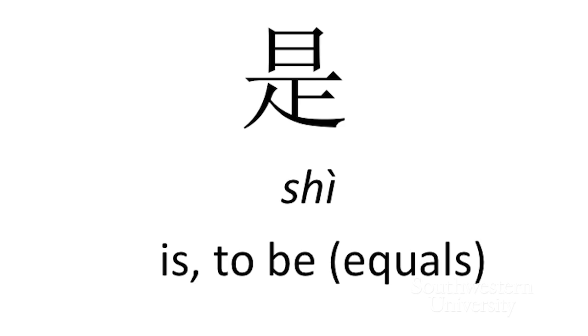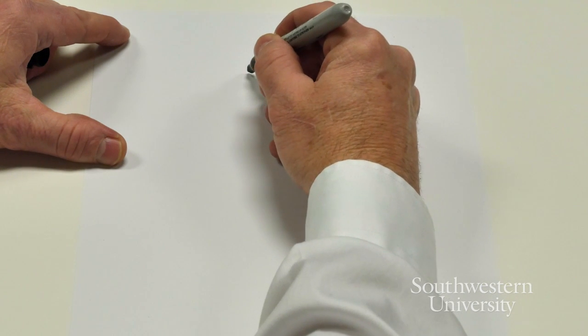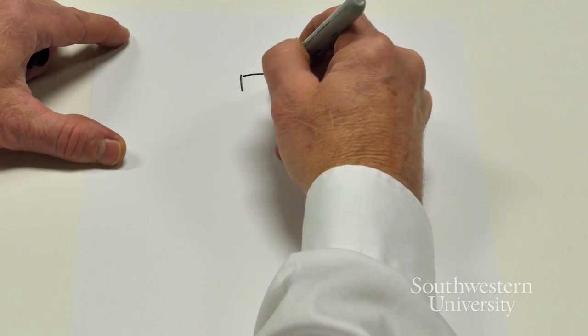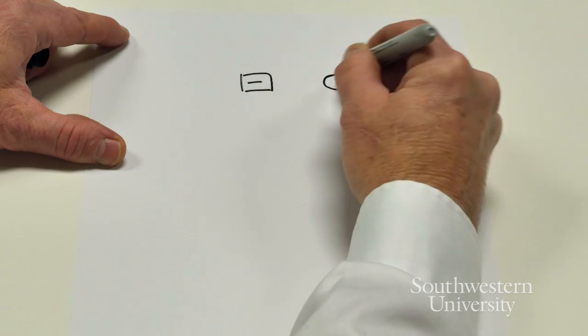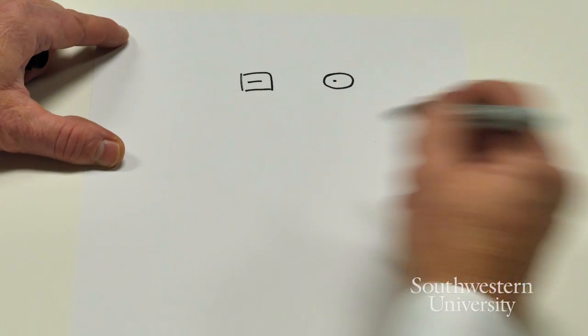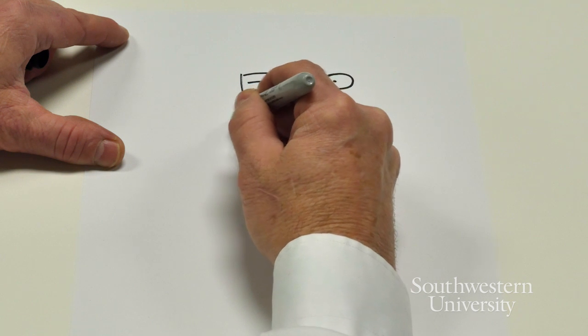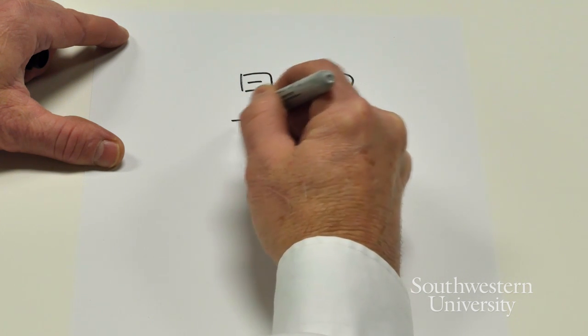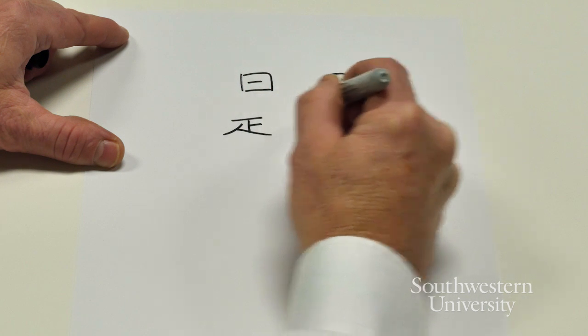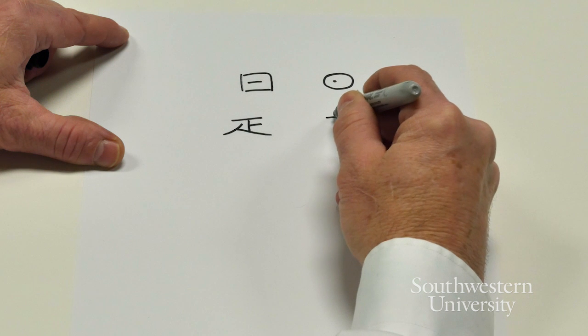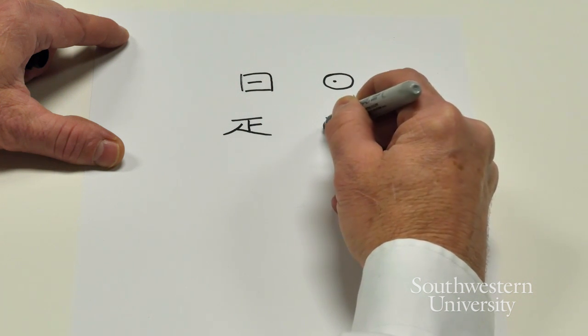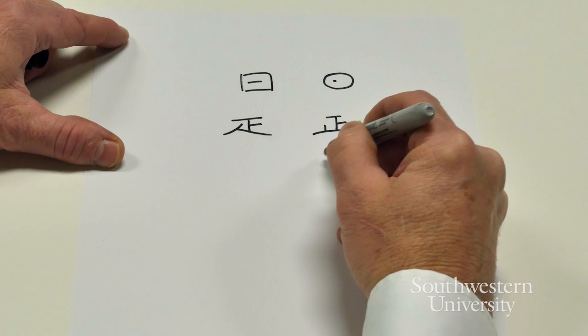The next character is shi, which means is or to be or equals. It is also composed of two components. The top component is ri, or sun. And originally it was written like this, looks like the sun with a dot in the middle indicating maybe a sunspot. The bottom part is not a whole character in itself. Originally it depicted a foot. So it would have been something more like this, but that's not exactly what it is.